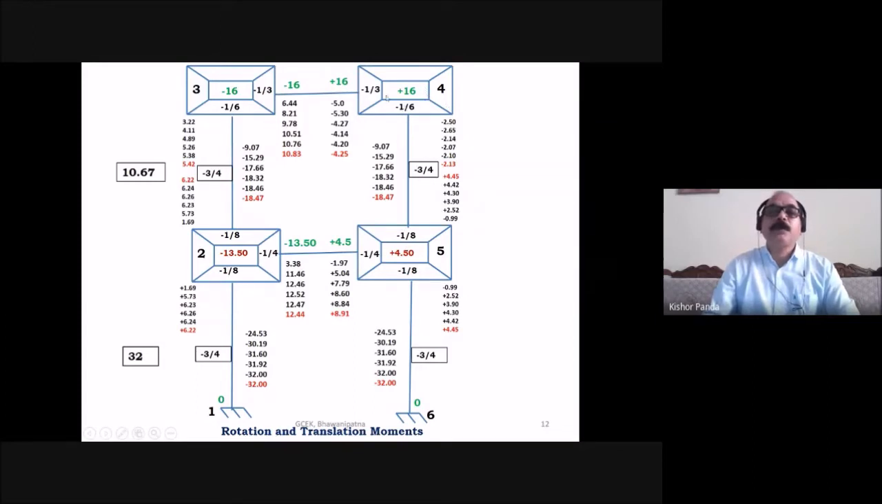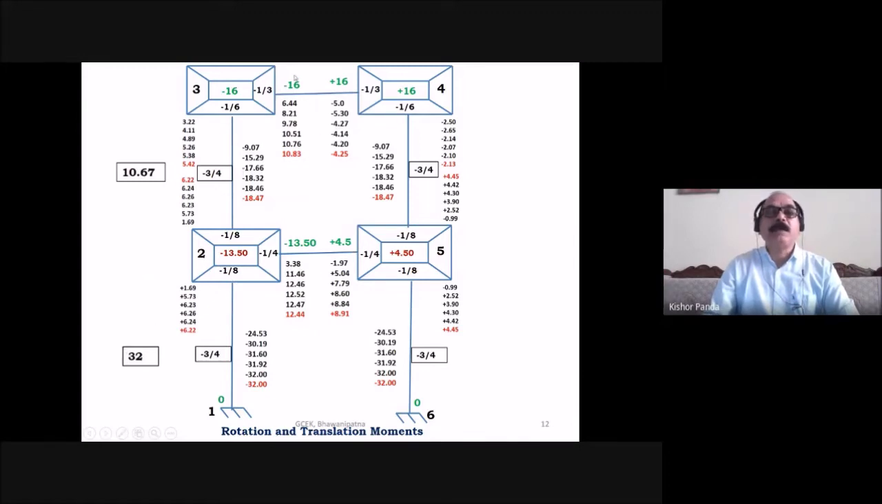Similarly, joint 4, there are two rotation factors, U45 and U43. So U45 you have to put here, and U43 you have to put here. Similarly, joint 3. So there are also two rotation factors, U34 and U32. So you have to put in this box and in this box. So this way you will put the rotation factor and the translation factor of the vertical member and the fixed moment of the joint. Then the story moment you have to put this side.